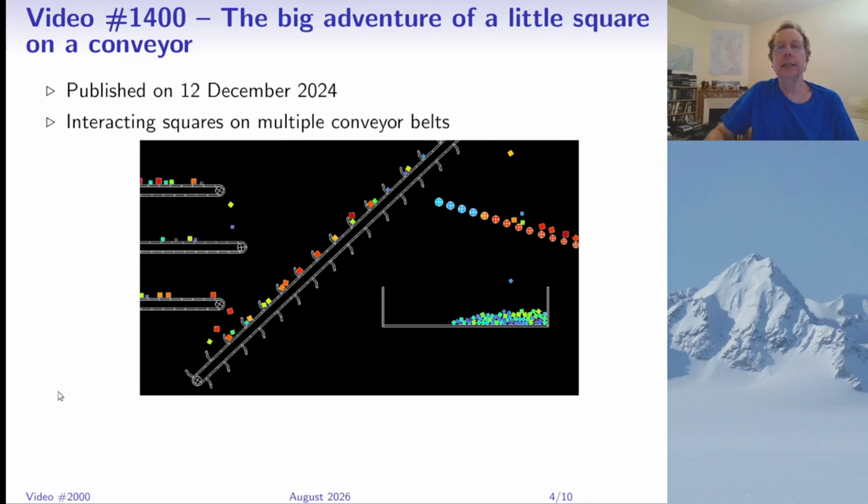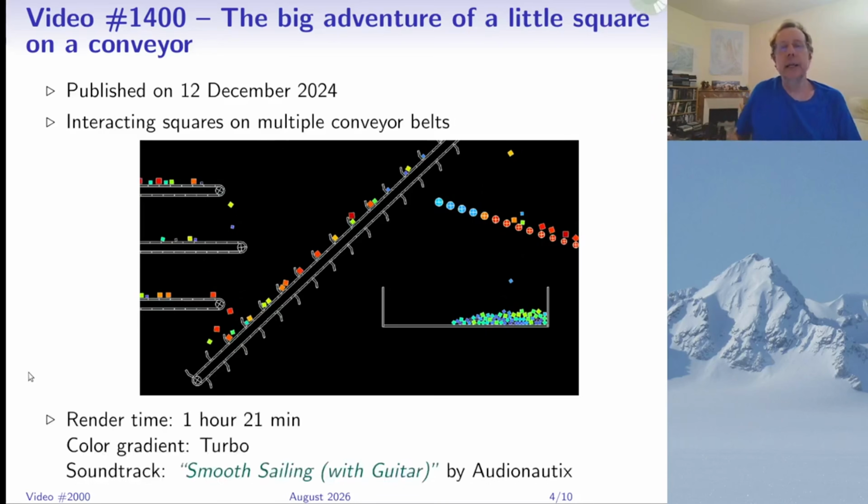And in addition, I had started adding devices like conveyor belts and sieves to the simulation. So in this one, I wanted to put as many elements as I could in one setup, and the video follows the journey of one particular particle in this setup during several revolutions. It was published in December 2024, and the render time was 1 hour 21 minutes. The color gradient is Strobo, and the soundtrack is Smooth Sailing by Audionautics.